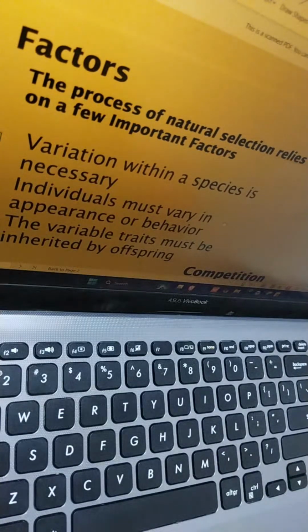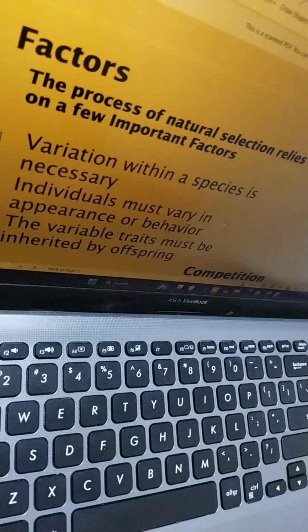What are the factors of natural selection? The process of natural selection relies on a few important factors. There are three factors. One is species variation. There must be variation within species. Variation within a species is necessary.